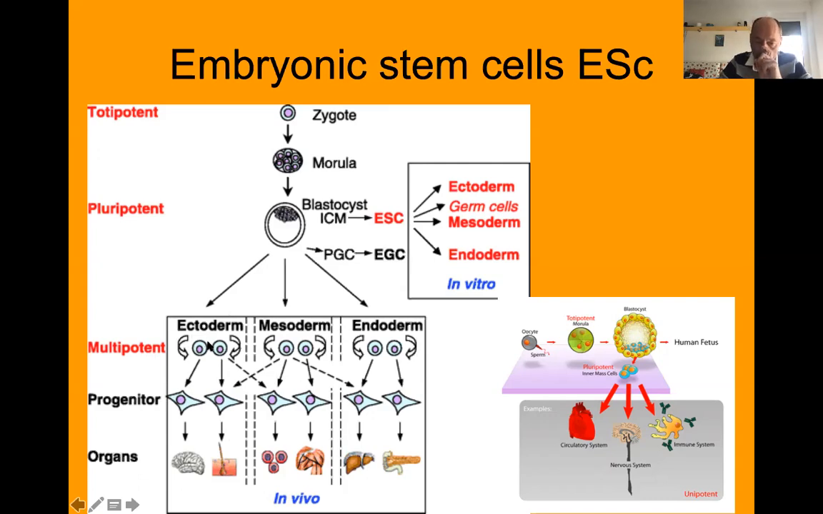For example, the ectoderm is the brain or the skin. In the mesoderm, you have the muscle and the bone marrow. In the endoderm, you have organs such as liver or pancreas.